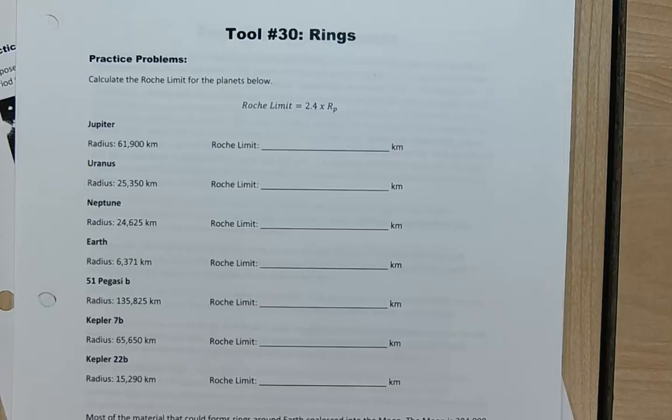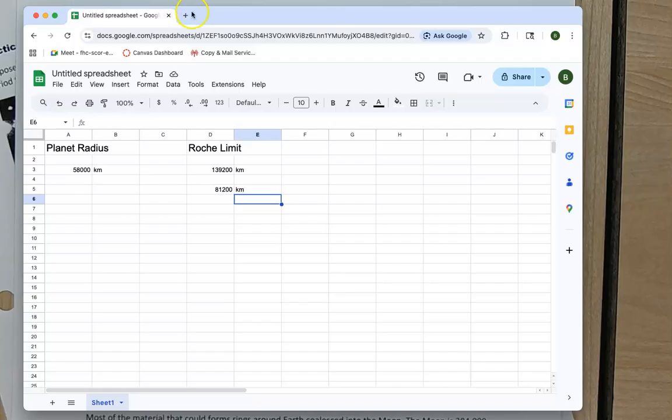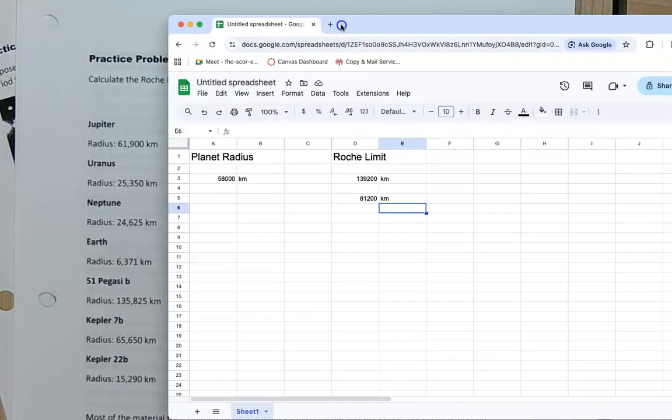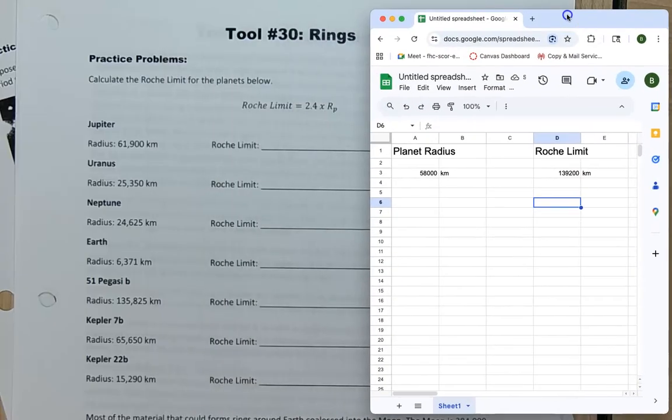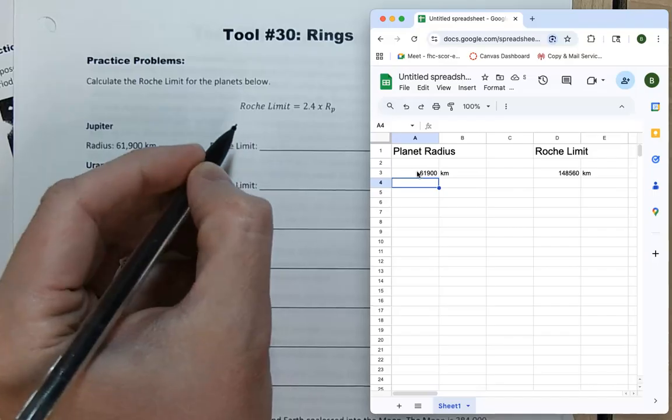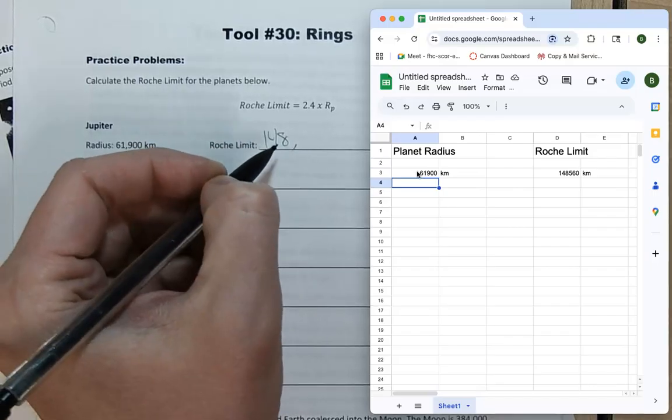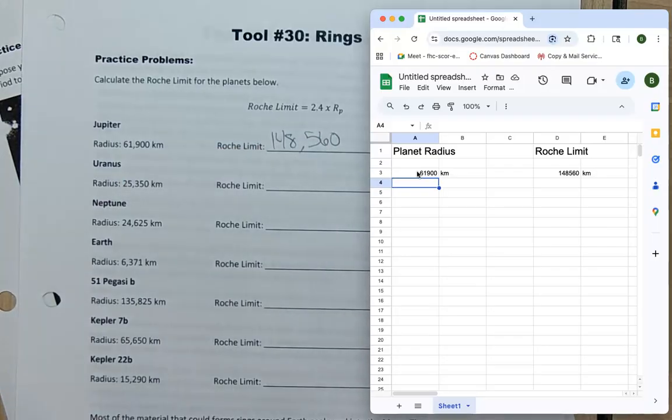For Jupiter, why don't I just move this. We can do these side by side here. And I don't think we're going to need this anymore, so I can get rid of that. All right. So Jupiter has a radius of 61,900 kilometers. So the Roche limit for Jupiter is 148,560 kilometers.